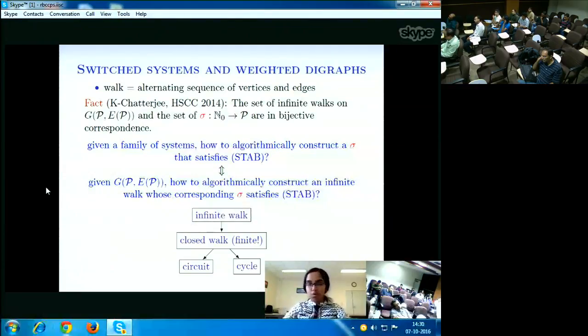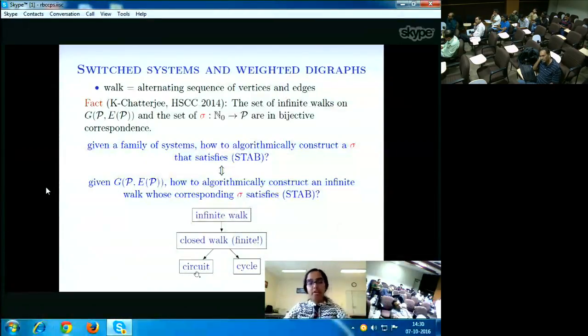With a closed walk, you know that it's finite. However, we don't have an upper bound on the length of this closed walk. So we don't know when our algorithm should stop. It should say that the graph you have given me has no such closed walk that you are looking for. So for that purpose, we specialize this closed walk to the level of circuits and cycles.